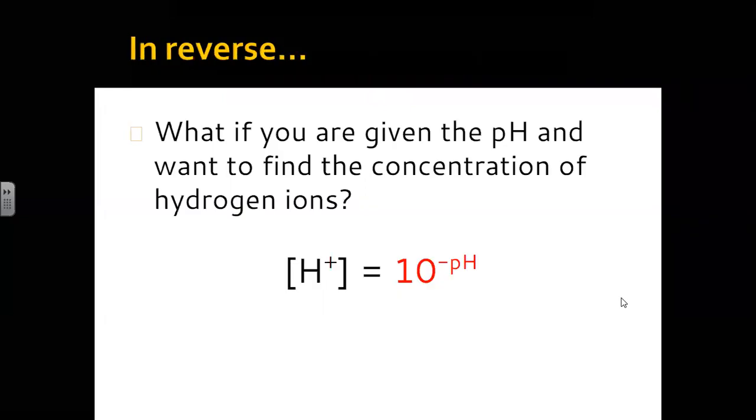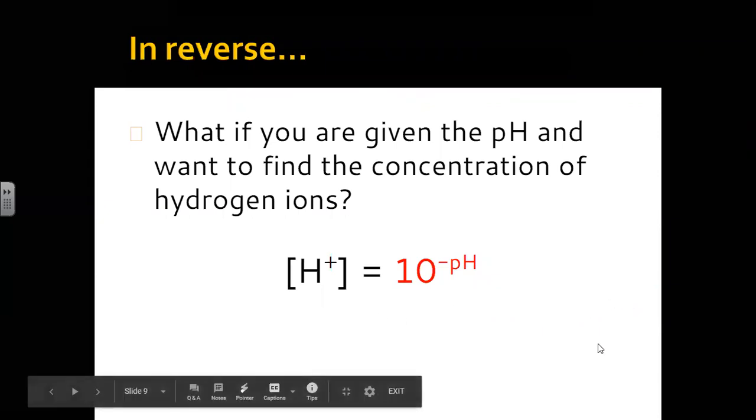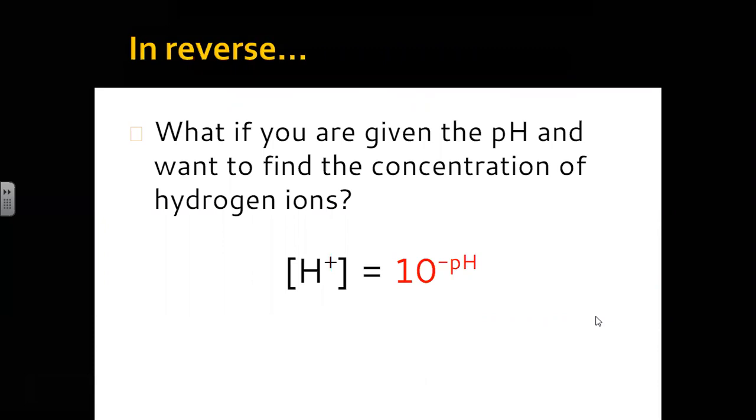So now I'm asking you, what if you're given the pH and I want you to find the concentration of the hydrogen ions? Well, in that case, instead of typing in negative log, you're going to take the pH and plug in 10 caret, open a parenthesis, negative whatever the pH is, close your parenthesis, and hit enter.